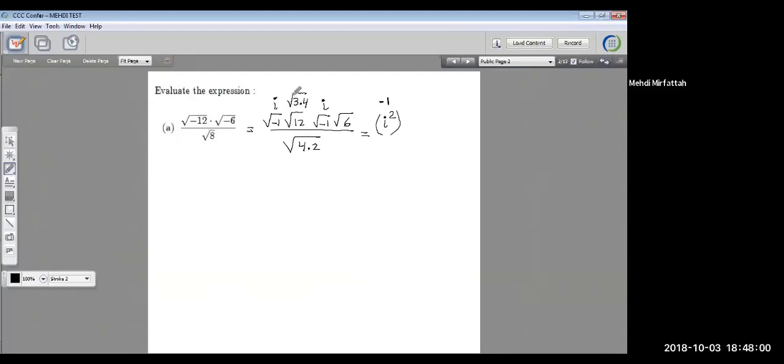And here we have square root of 3 times square root of 4. Square root of 4 is 2. So it would be 2 radical 3. Okay, this would be 2 radical 3. And then here we have radical 6. Okay, so these two would be radical 3 times 6, which would be 2 times 3. So when I put them together, that would be radical 9 times radical 2. 3 times 3 would be 9.